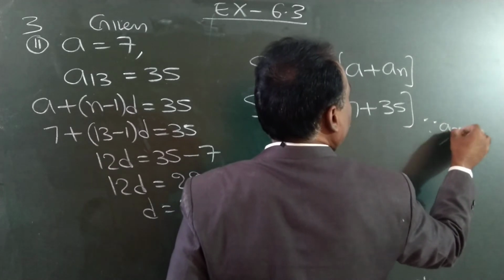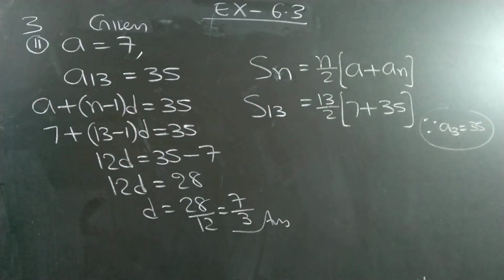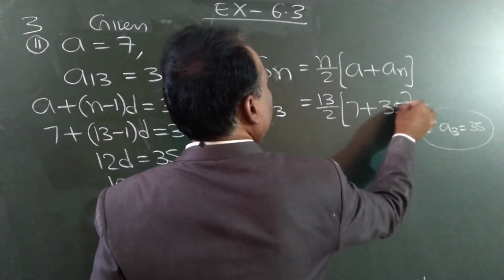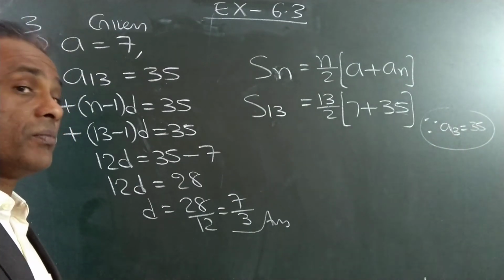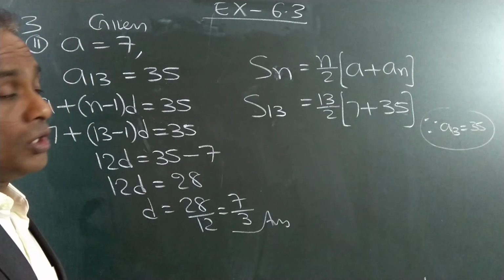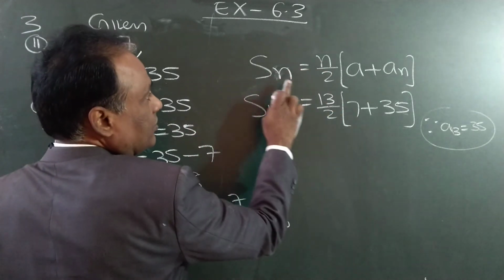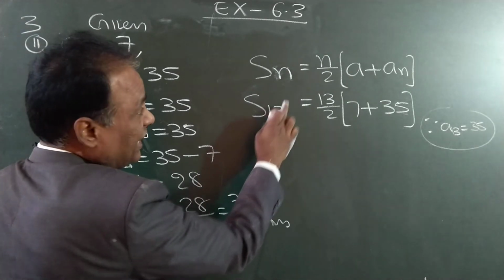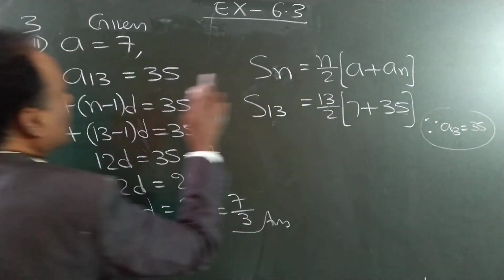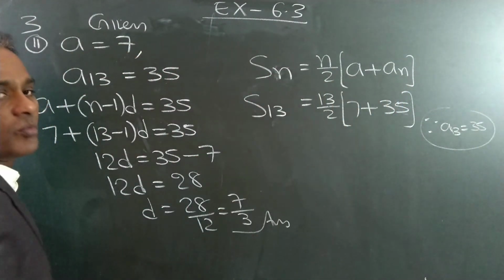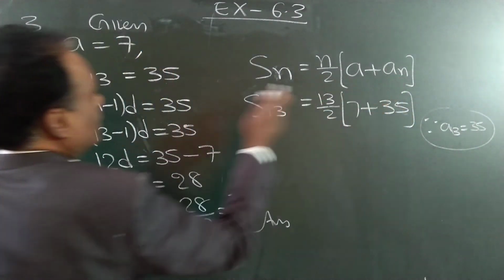Since a13 is given as 35, it is there. It is the same formula; this is the fifth time we are using this formula today, in 3 problems. So n is 13, because we are asked for S13, n is automatically 13, so 13 by 2. a is given. The last term is also given, because the series has 13 terms only, since we have to find the sum of 13 terms only. So 35 is the last term.